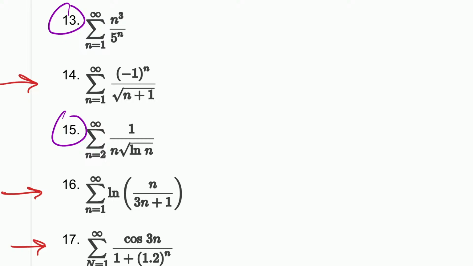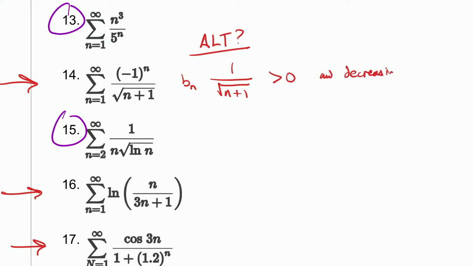So we're down to alternating series. Can I use this? Yes, I can, because my b sub n is this, which is positive and decreasing. And you do the limit as n approaches infinity of b sub n, which equals 0. And so that means that this converges.